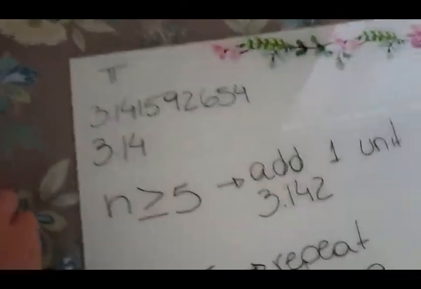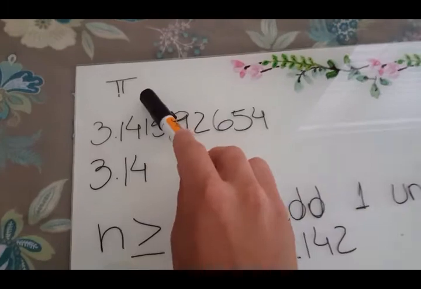The connection between rounding and accuracy is that the longer the number, the more accurate it is. And when we round numbers, they get less accurate. I'll show you an example on the board here. So I'm going to use the number pi as an example.